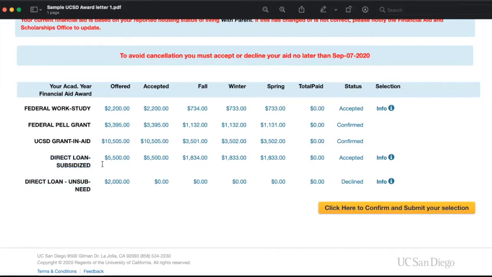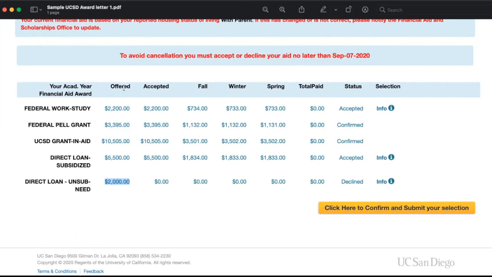In this student's case, the direct subsidized loan is $5,500. And again, a subsidized loan is a loan that you do have to pay back. However, interest does not accrue while you're still in school. Next is the student's unsubsidized loan. This student was offered a $2,000 unsubsidized loan. In this case, the $2,000 unsubsidized loan would be accruing interest while the student is in school.